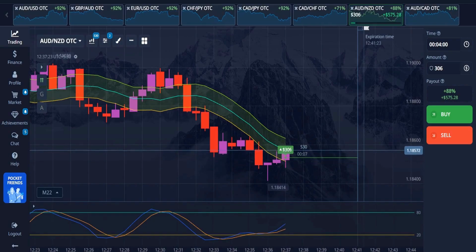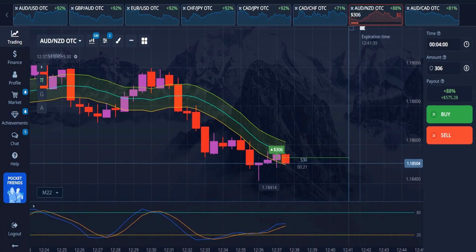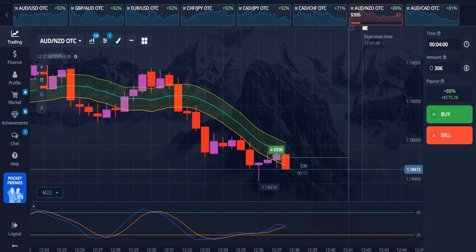First, take a look at the chart. The price touched and slightly moved below the lower band of the envelope's indicator. That's our first signal that the market might reverse upward.